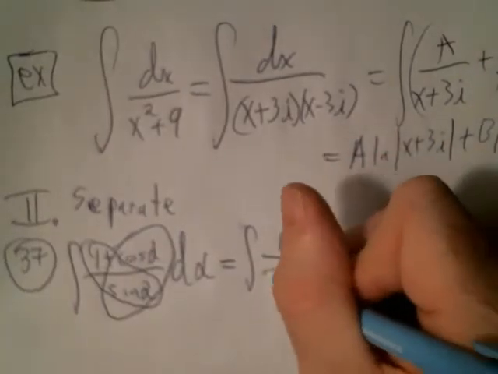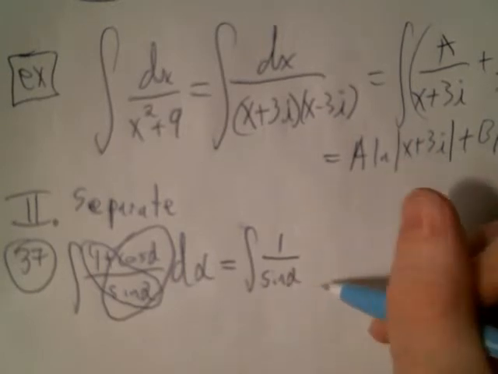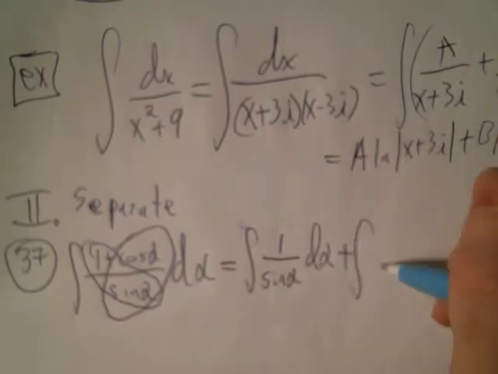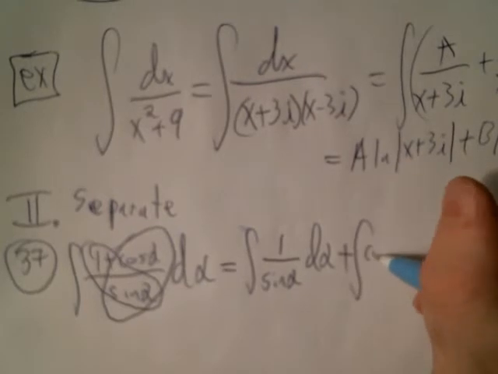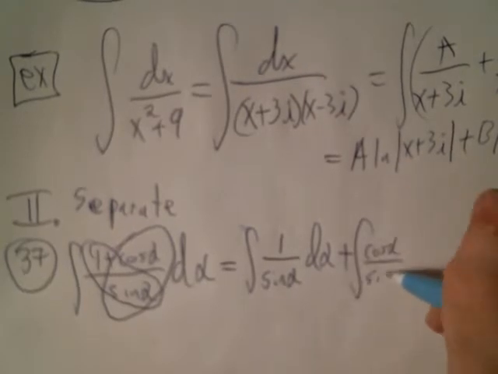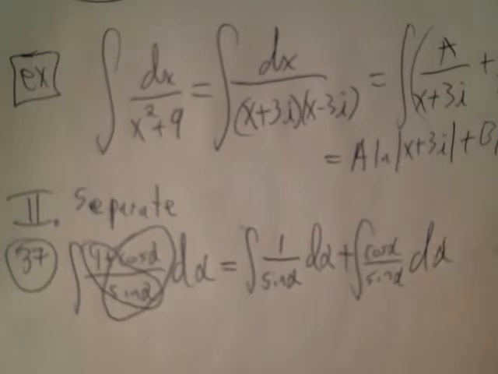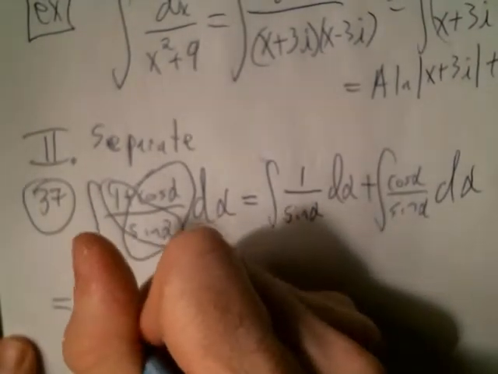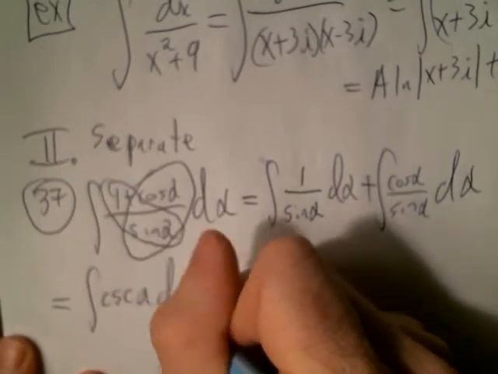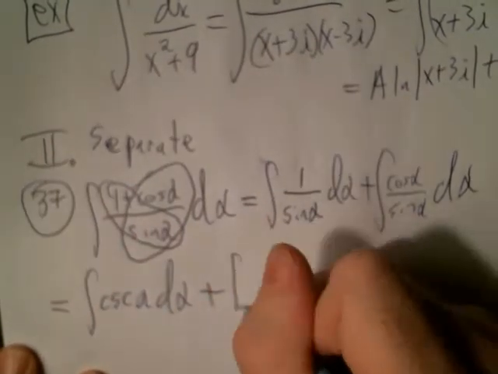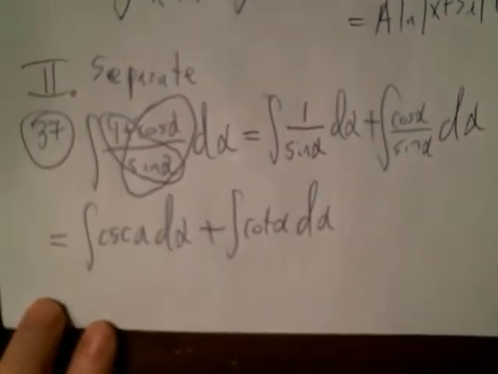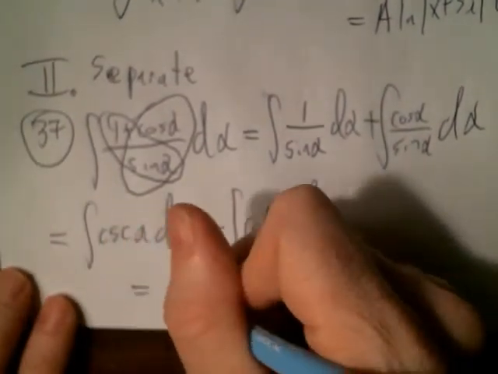So I'll end up with the integral of 1 all over sine alpha d alpha plus the integral of cosine alpha over sine alpha d alpha. 1 over sine alpha is just cosecant alpha, so the integral of cosecant alpha d alpha, and then plus the integral of cotan alpha d alpha. We have formulas for these. They're not as well known as some of the other formulas.